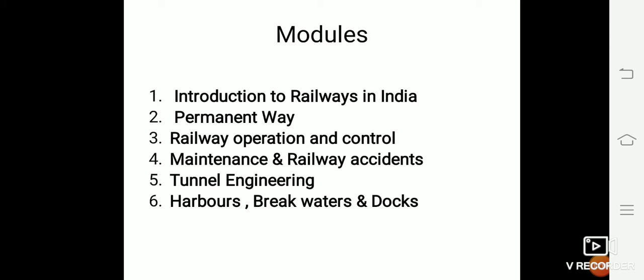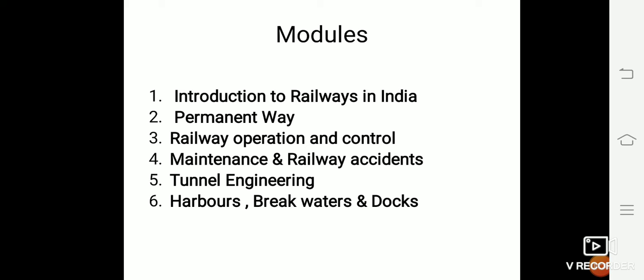The third module is about railway operation and control, where we will be discussing points and crossings, station yard, marshalling yard, etc. Here we will discuss signaling, interlocking, ATC, CTC, etc. ATC means automatic train control system and CTC means centralized train control system. The fourth module covers railway maintenance and railway accidents.